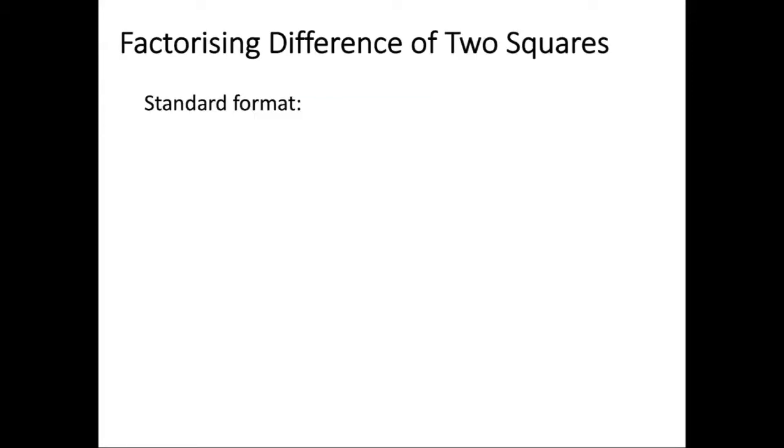So when we are looking at the difference of two squares, the standard format is a squared minus b squared. So for example, it might be 25 minus 9, which is equal to 5 squared minus 3 squared. So when you see an expression and it's a subtraction and it has numbers that result from being squared, we can use the difference of two squares method to factorize it.